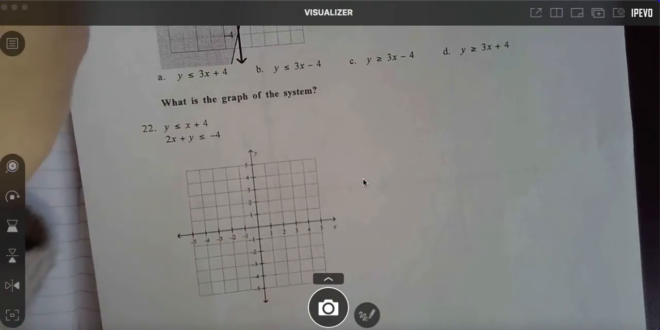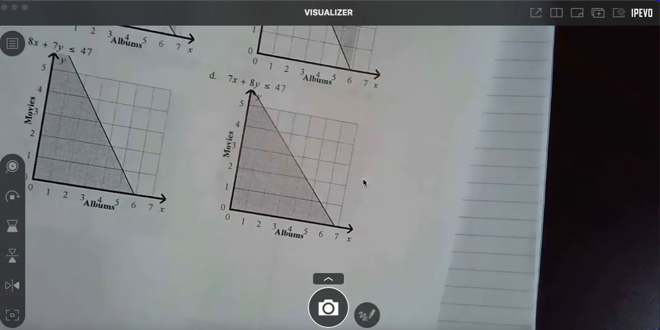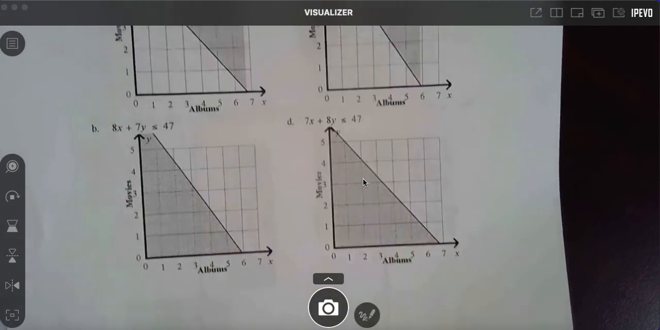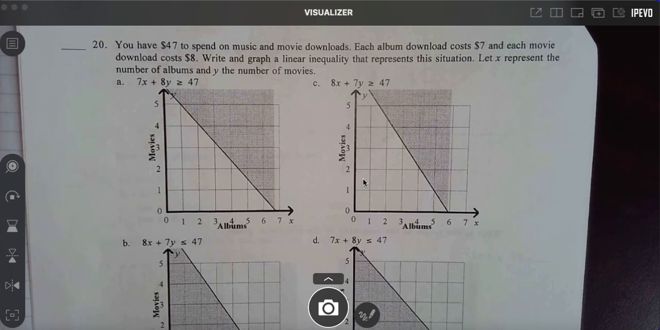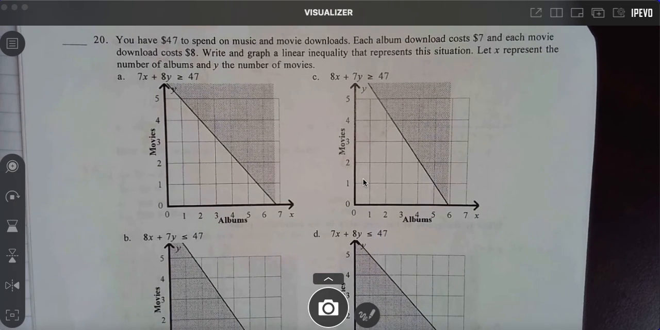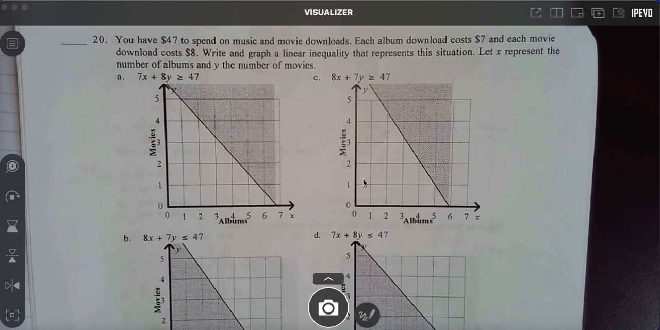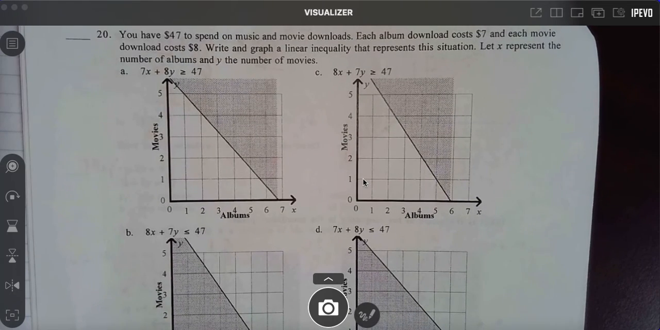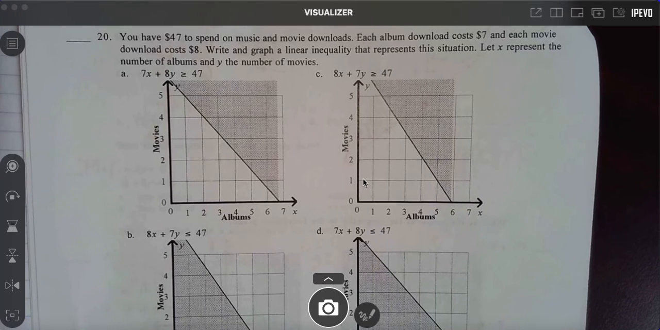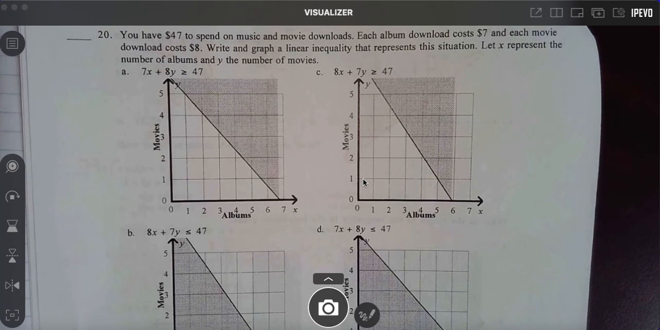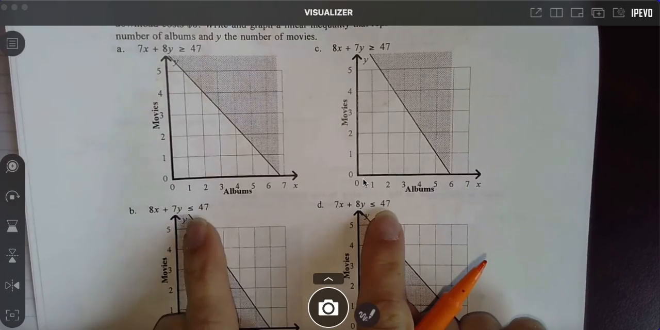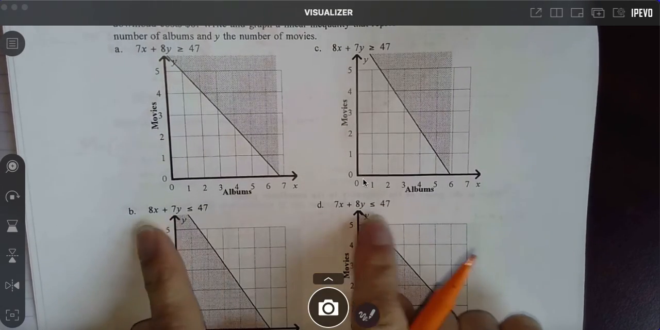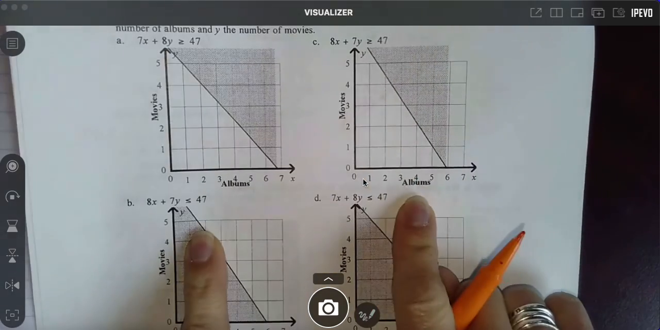Okay, I have a few left. Do I need to do number 20? Yes. Okay, number 20, you don't have anything to work out. All you really have to do is look for your inequality. It says you have $47 to spend. If you only have $47, can you spend more than that? No. So you are looking at the less than or equal to sign. You have already narrowed it down to B or D because of the less than or equal to. It's not the top. It's one of the bottoms.